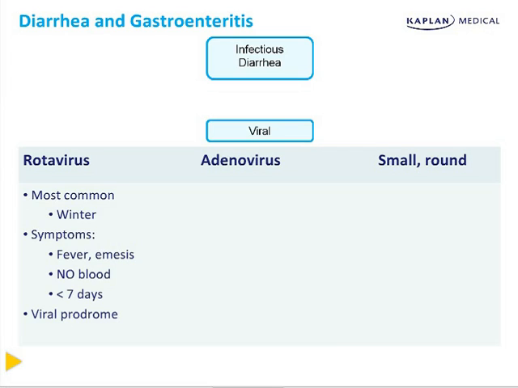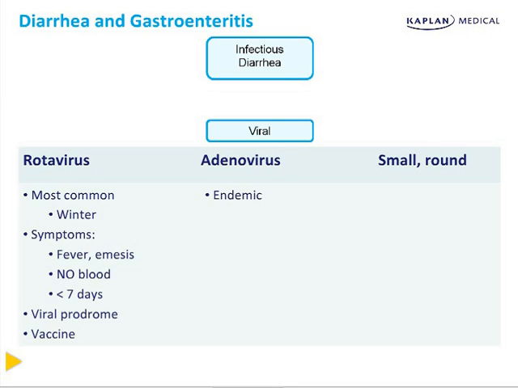And then another key feature of rotavirus, which is not true of the other two, is that there is a vaccine for it. Historically, 10 years ago, there was a rotavirus vaccine that was associated with an increased risk of intussusception. That is no longer true. There is a new rotavirus vaccine that is not associated with the increased risk of intussusception. So that's an old fact that isn't going to be the case anymore.